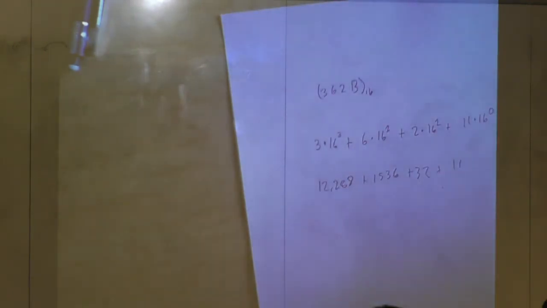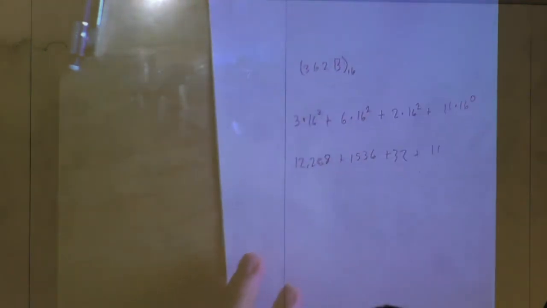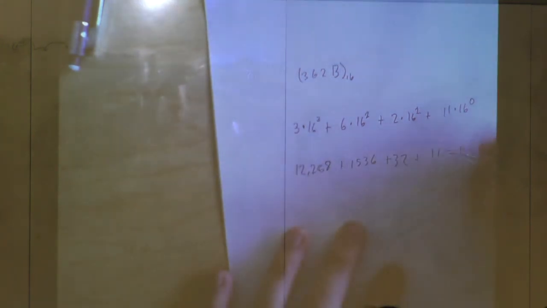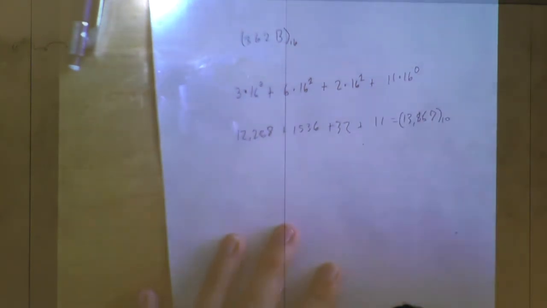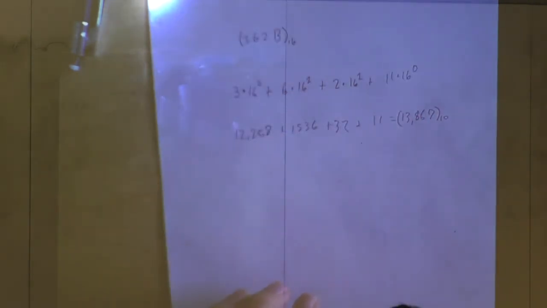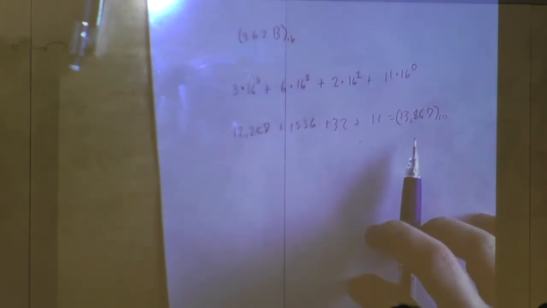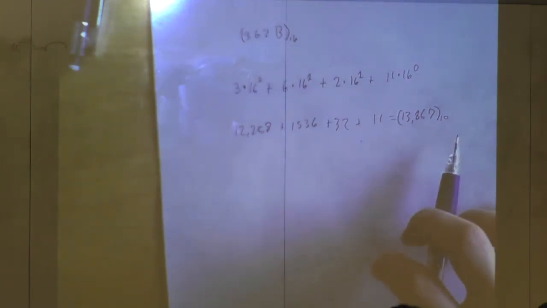Okay, so it's going to be, oh, I guess I got to add it together, huh? Okay. So now, this is our number in base 10, right? So we went from 362B in base 16 to 13,867 in base 10.